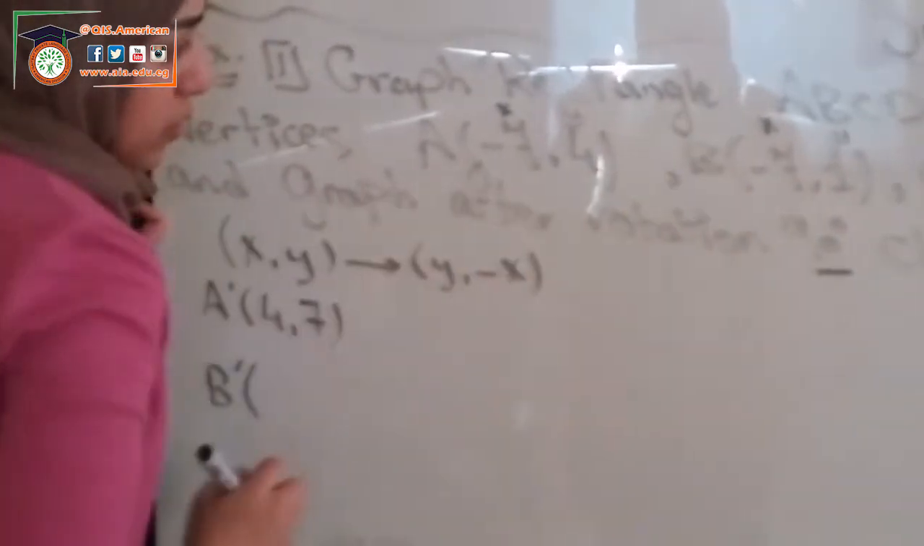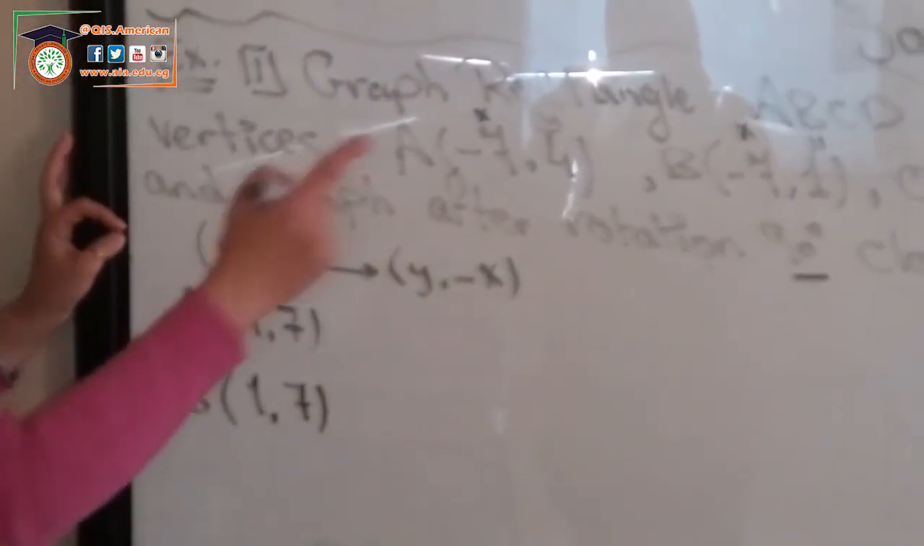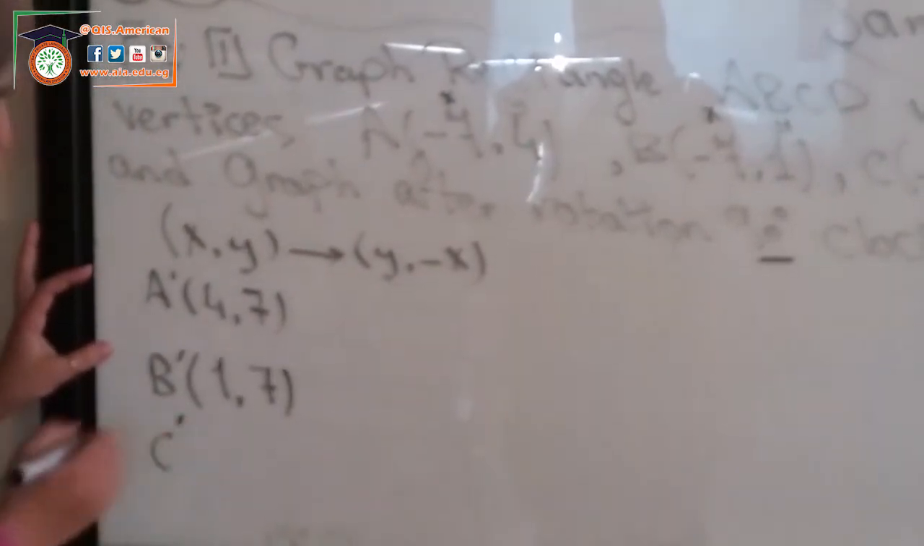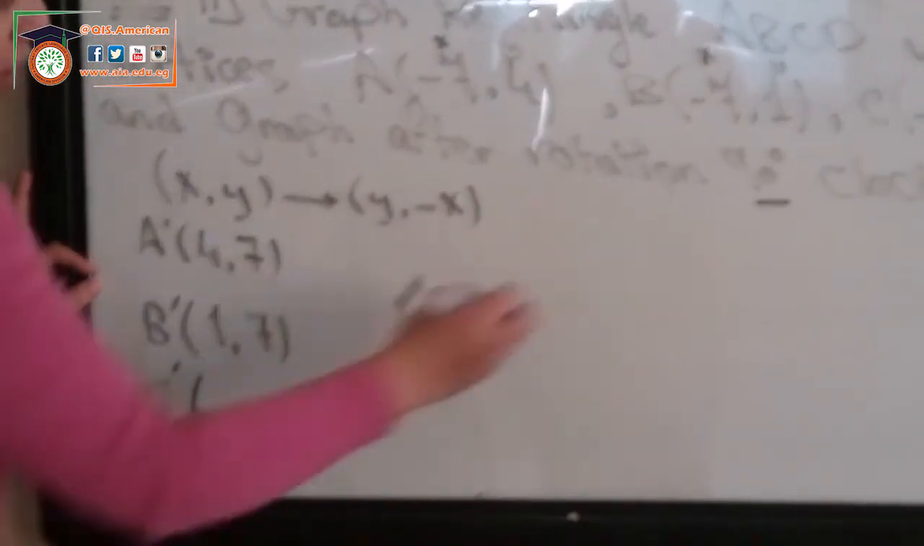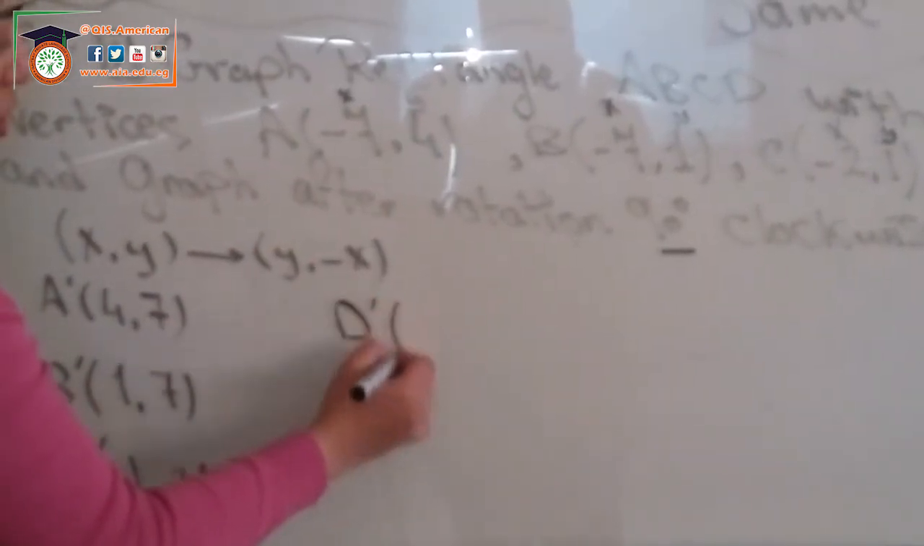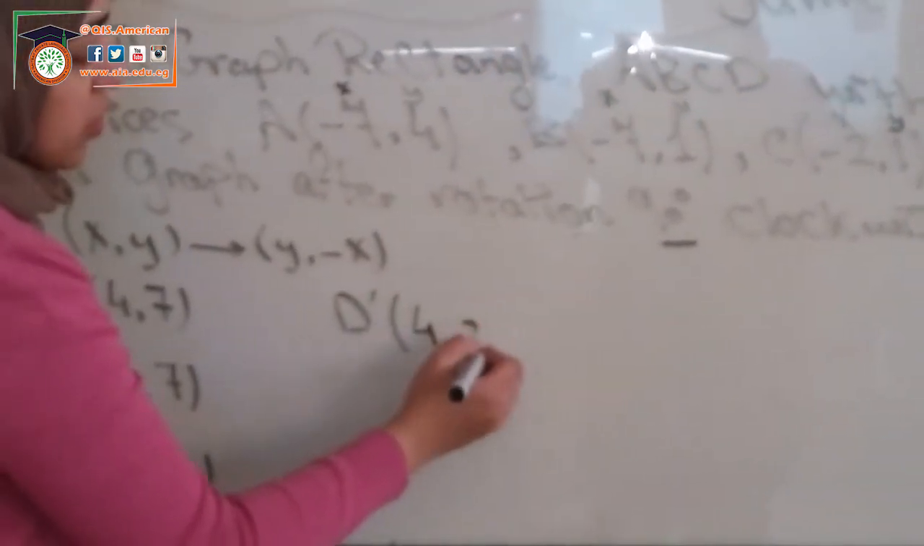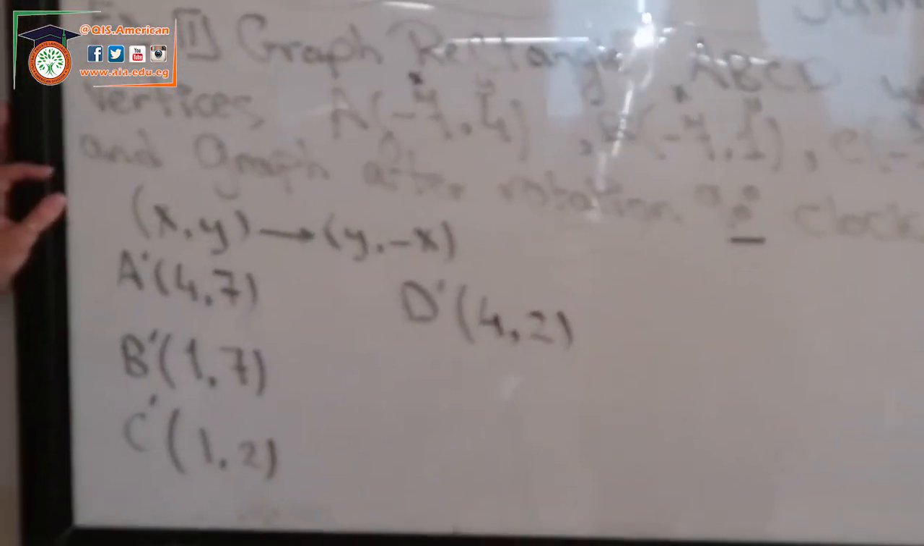Second point, which is B, so B dash. Change the places. Negative 7 and 1, so it's going to be 1 and positive 7. C, so it's going to be C dash. Negative 2 and 1. Change the places and change the sign of x. So 1 and 2. D, so I need D dash. Negative 2 and 4, so it's going to be 4 and positive 2. And now let's go graph it.